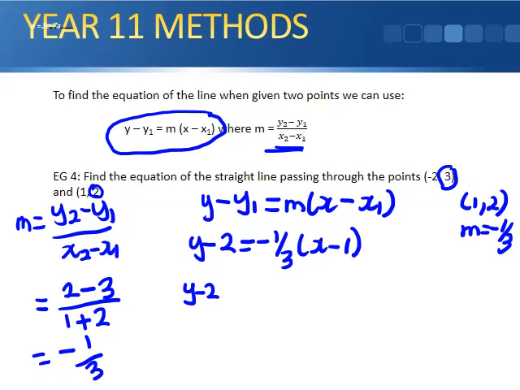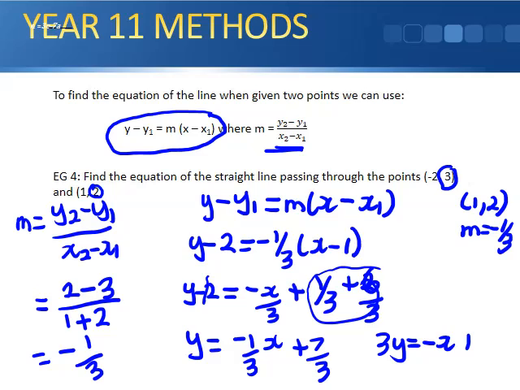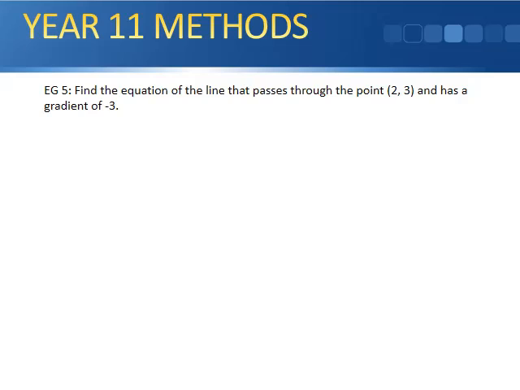Expand the brackets, I get y minus 2 equals negative x over 3, and negative a third times negative 1 gives me positive a third. Add the 2 to get rid of it, so I get negative a third x, plus a third, and that becomes plus 2 as a fraction. 2 is 6 divided by 3, because we've got to get the same denominator so we can add them. So this becomes 7/3. And that's probably the best way to leave it. You can times everything by 3, and if you times everything by 3, you get 3y equals negative x plus 7. We should try and get rid of the denominators if we can.